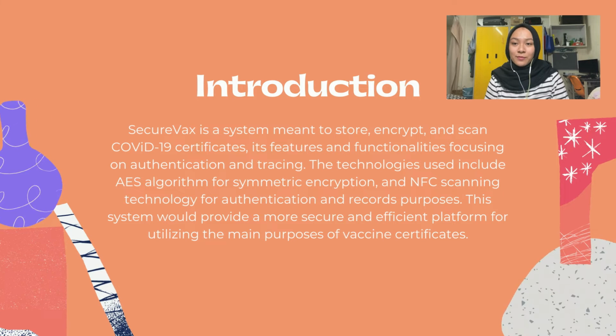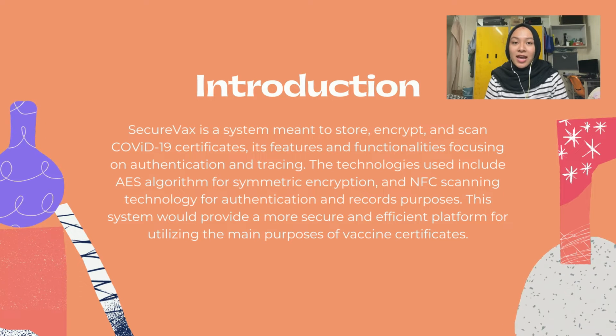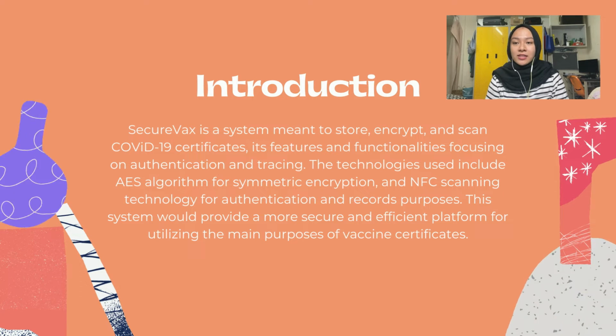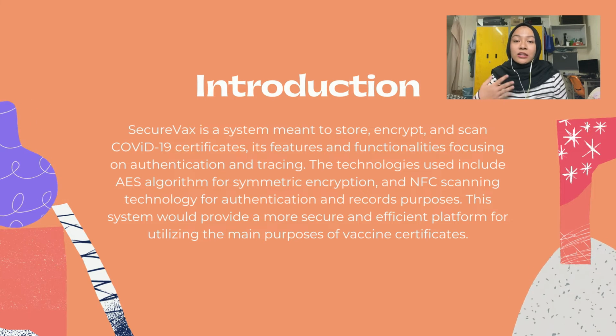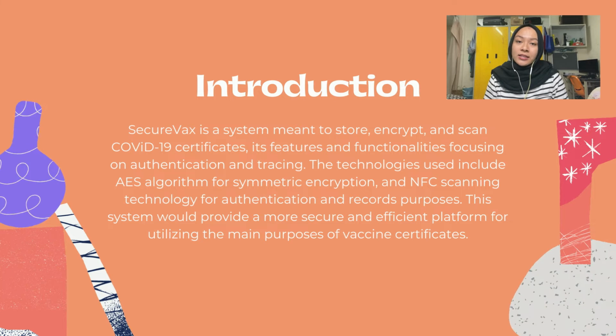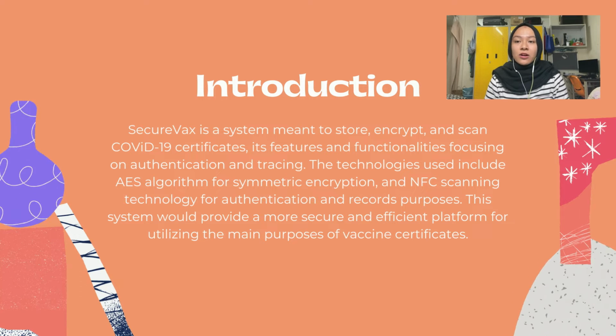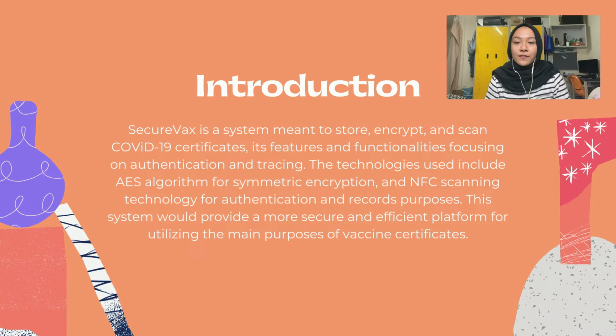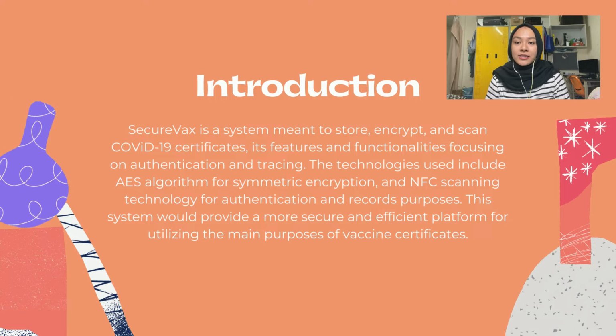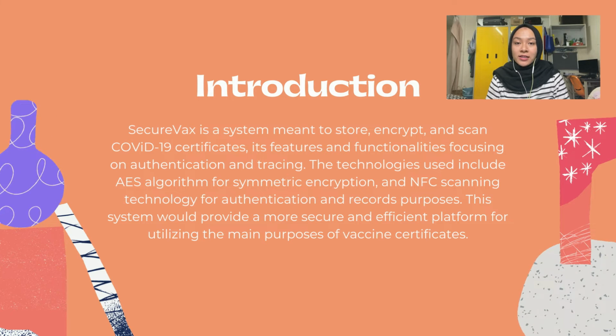SecureVax is a system meant to store, encrypt, and scan COVID-19 vaccine certificates, with its features and functionalities focusing on authentication and tracing. The technologies used would include AES algorithm for symmetric encryption and NFC scanning technology for authentication and recording purposes. This system would provide a more secure and efficient platform for utilizing the main purposes of vaccine certificates.